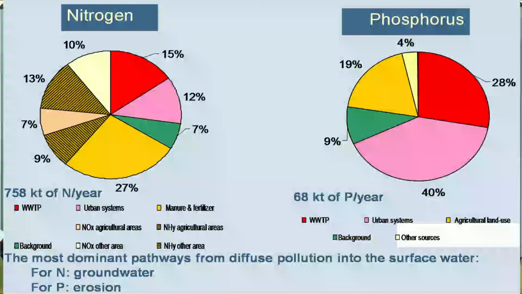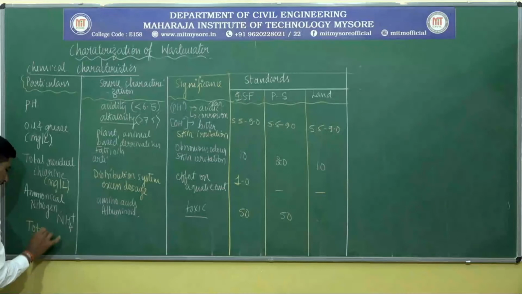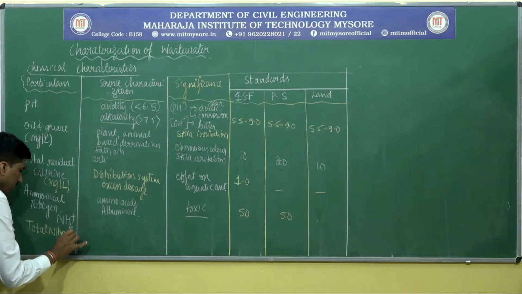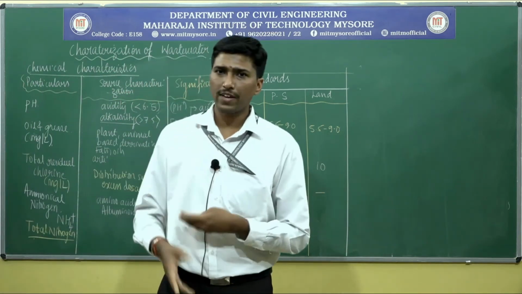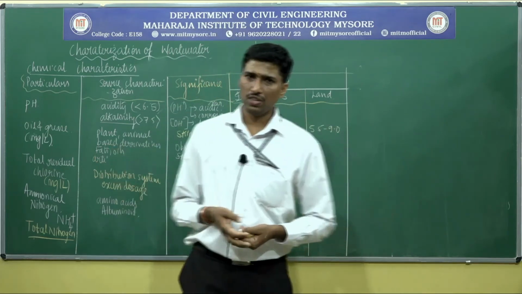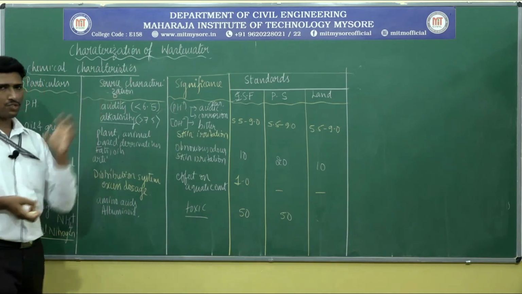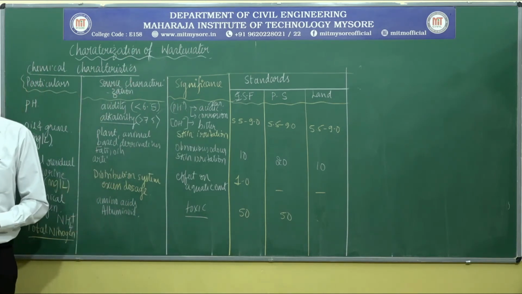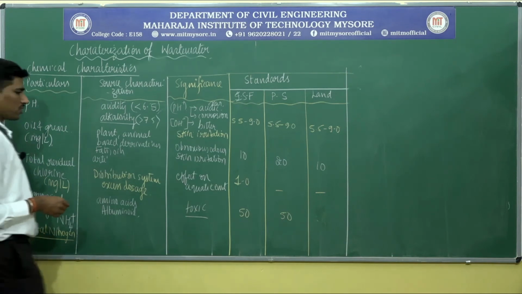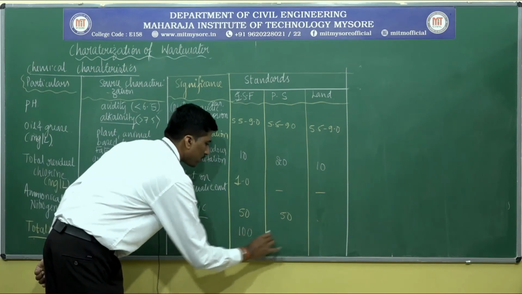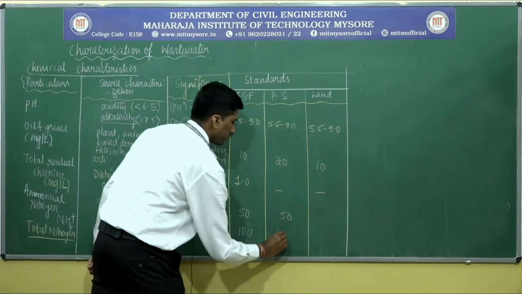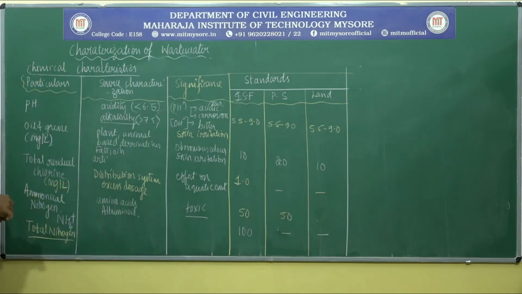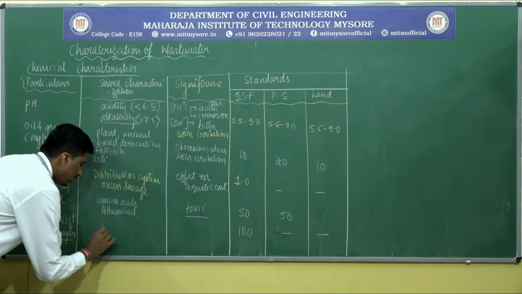Next one, if we take the case of total nitrogen, fixation, nitrification process, and denitrification process essentially take place. This total nitrogen is the sum of all those formations. That is the one thing. Total nitrogen concentration shall not be greater than 100 mg per liter. Total nitrogen is determined through the Kjeldahl method.